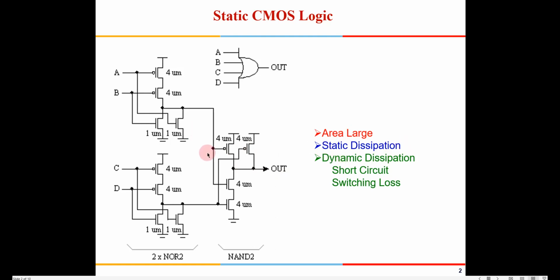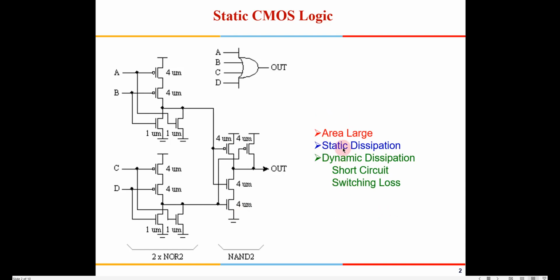And then because of the high capacitances associated with this PMOS, the switching losses will be high. We have learned the formula for power dissipation, VDD square CL into F. These PMOS contribute large CL with this large area, so switching losses will be high. Also the short circuit current: when the input goes from low to high or high to low, you will find a direct path between VDD and ground. So these are some of the disadvantages of static CMOS.